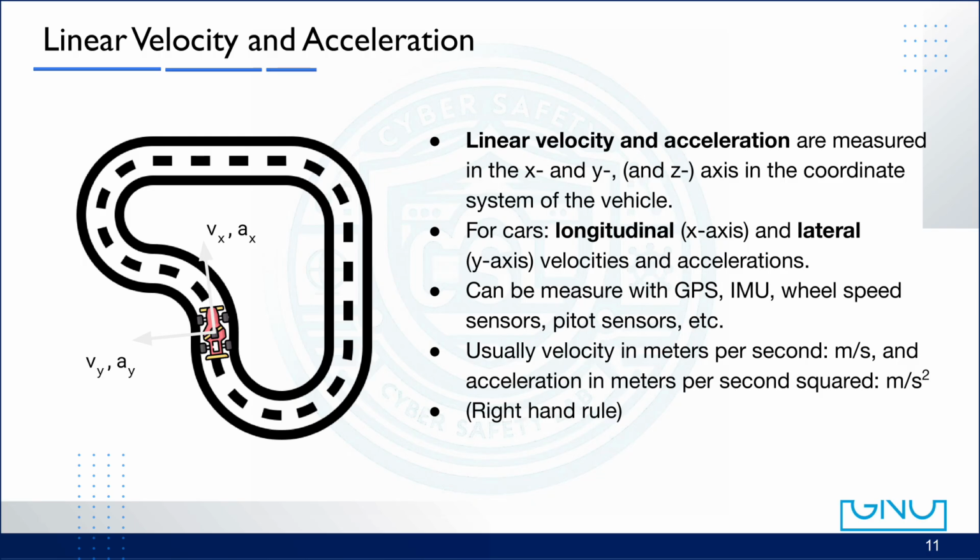Velocity is typically expressed in meters per second, written as m/s, while acceleration is expressed in meters per second squared, written as m/s squared. It's also important to remember that the direction convention of each axis follows the right-hand rule, which ensures consistency between position, velocity, and acceleration vectors in the vehicle's local coordinate frame.